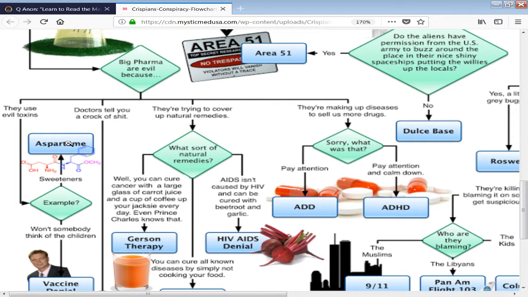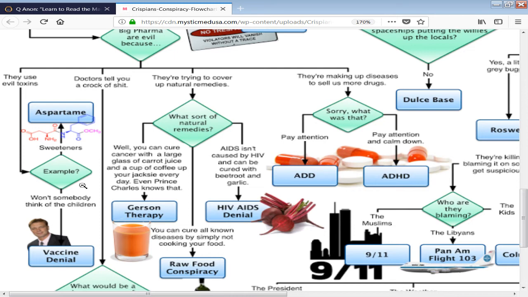Example: sweeteners, aspartame, very evil. I mean, evil stuff. Makes you crazy and makes you real dumb. Won't somebody think of the children? Vaccine denial. So they use toxins, artificial sweeteners, and vaccines.